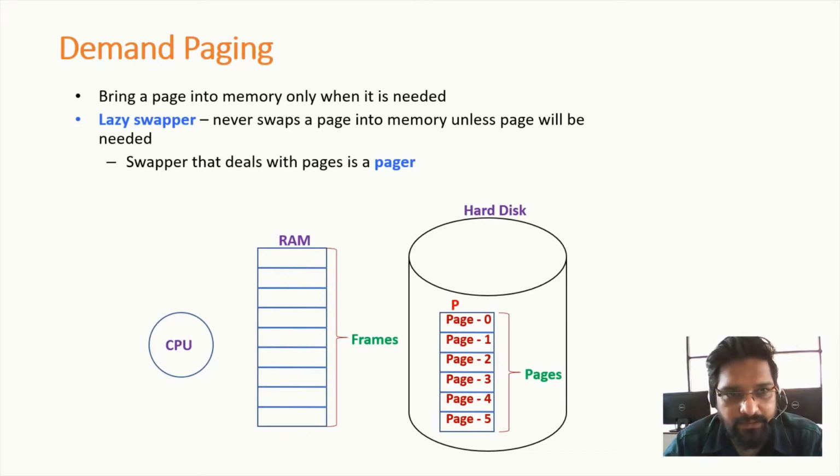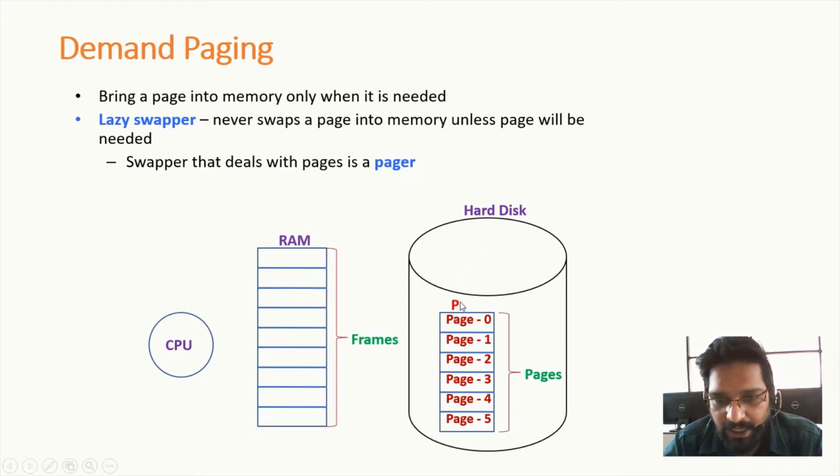So let us discuss demand paging. I'm going to explain demand paging with respect to the following block diagram. In this block diagram, we have three components. The first is the hard disk, next RAM, followed by the CPU.